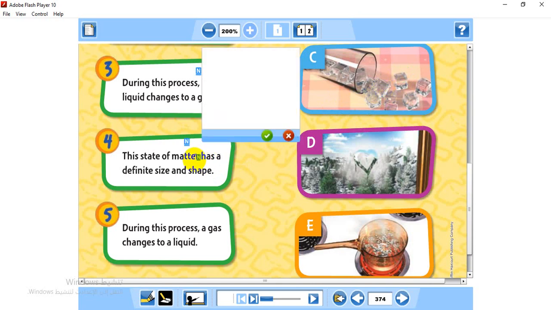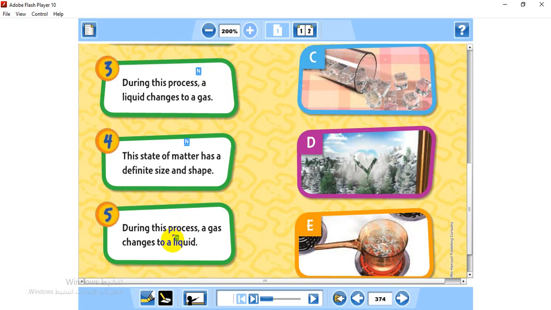So I will write here what exactly. Number 4 is matched with what exactly? It's matched with C. Okay.